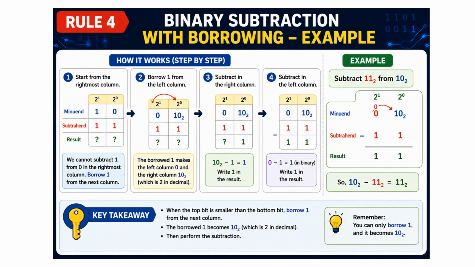Now, let's see Rule 4 in action. We need to subtract 11 from 10. Starting from the right, we have 0 minus 1. We can't subtract directly, so we borrow 1 from the left column. The borrowed 1 becomes 10 base 2. Now, 10 base 2 minus 1 base 2 equals 1. Continue with the next column, and the final answer is 11 base 2. Remember, when the top bit is smaller, borrow first, then subtract.